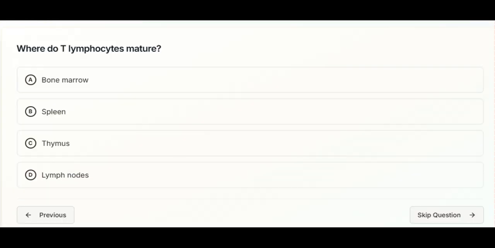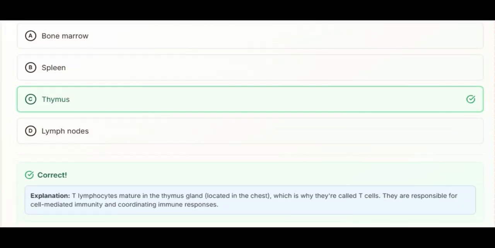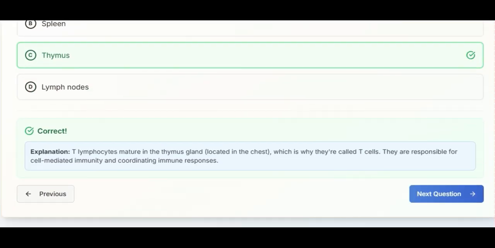Where do T lymphocytes mature? Bone marrow, spleen, thymus, or lymph nodes? Thymus. T lymphocytes mature in the thymus gland, located in the chest, which is why they're called T cells. They're responsible for cell-mediated immunity and coordinated immune response.